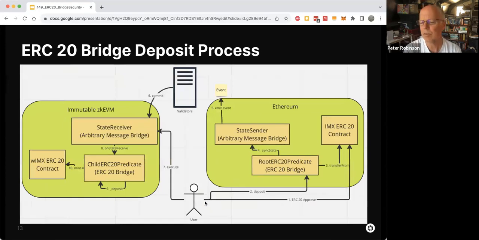So walking through the process in a little bit more detail. Your user goes ERC20 approve. They then say, all right, on the ERC20 bridge, deposit. That does a call to transferFrom. So now the ERC20 bridge owns those tokens.